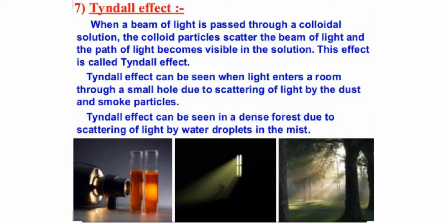Tyndall effect can be seen when light enters a room through a small hole due to scattering of light by dust and smoke particles. This all of you have seen that a closed room is there, and if light is entering in the room through a small hole, you can clearly see the path of light along with some dust particles in the air also. Here in the diagram also it is clearly seen.